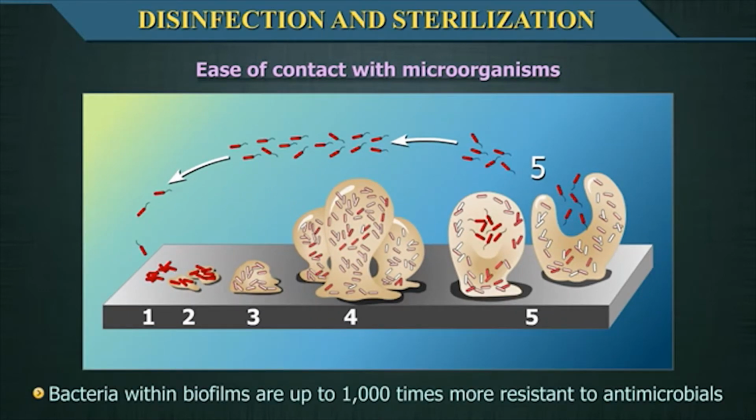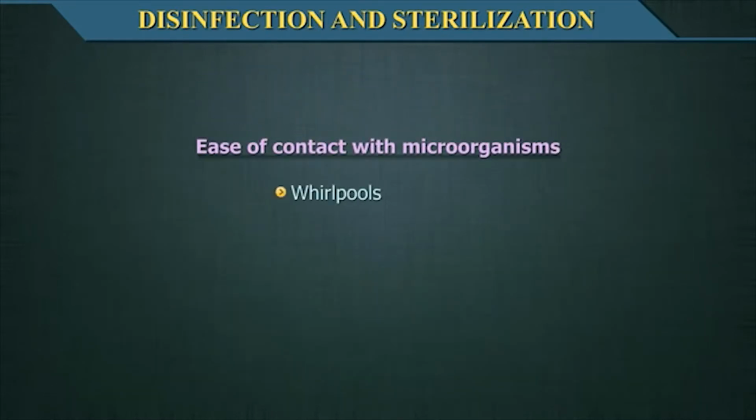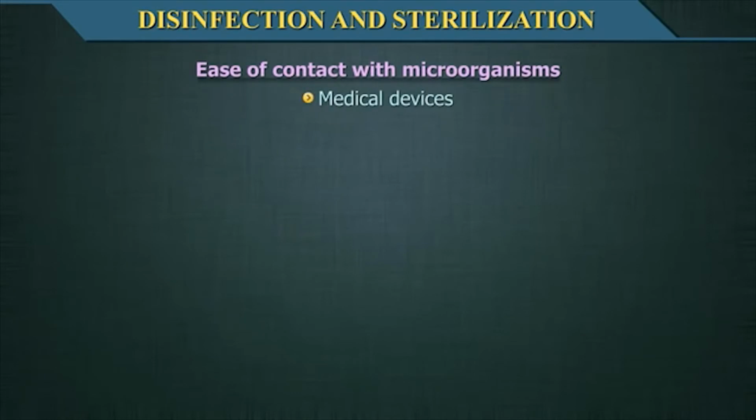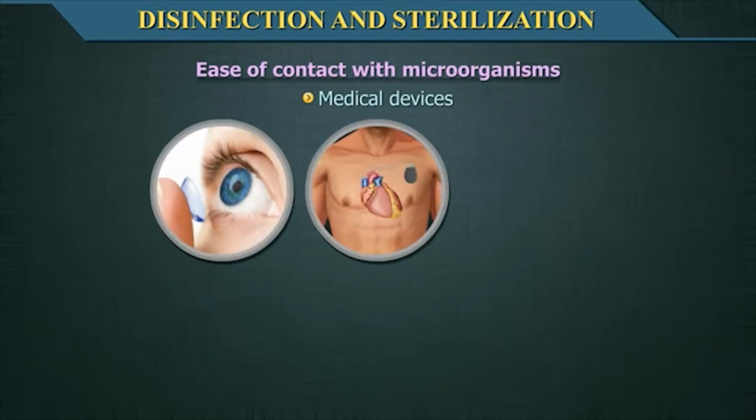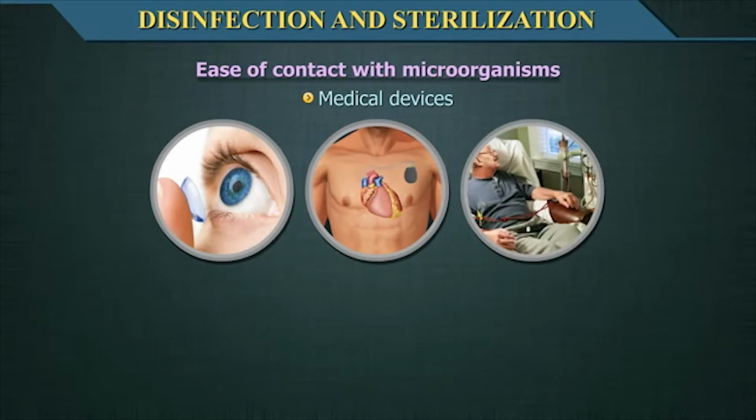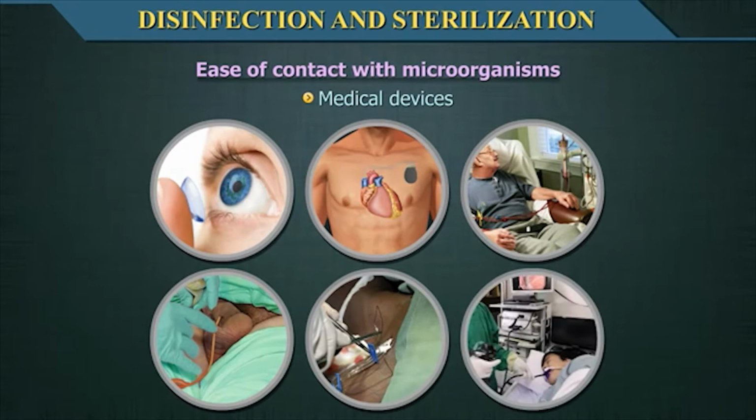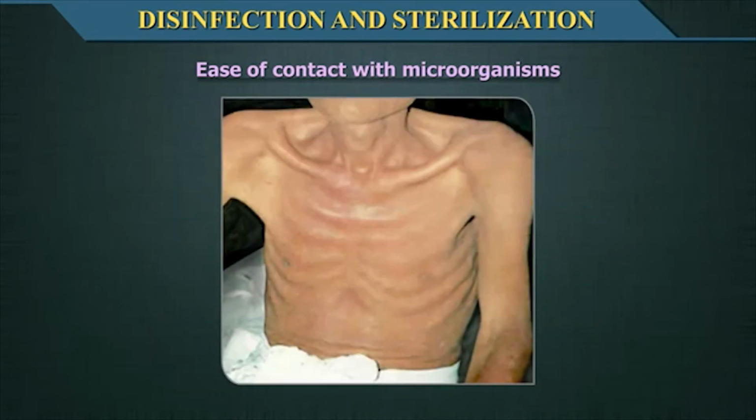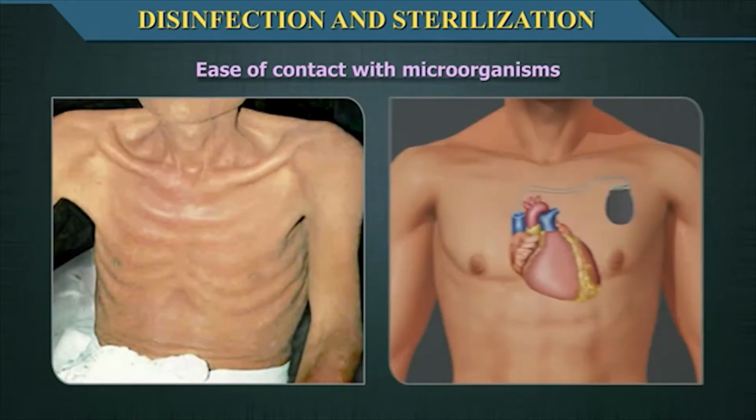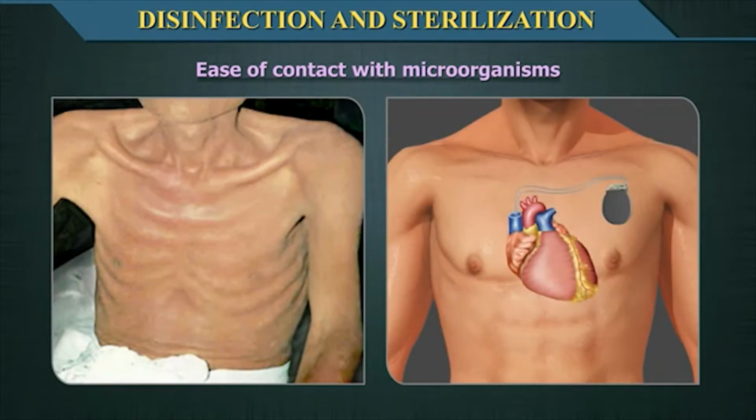Bacteria within biofilms are up to 1,000 times more resistant to antimicrobials than are the same bacteria in suspension. Biofilms have been found in whirlpools, dental unit water lines, and numerous medical devices, for example, contact lenses, pacemakers, hemodialysis systems, urinary catheters, central venous catheters, endoscopes. Their presence can have serious implications for immunocompromised patients and patients who have indwelling medical devices.